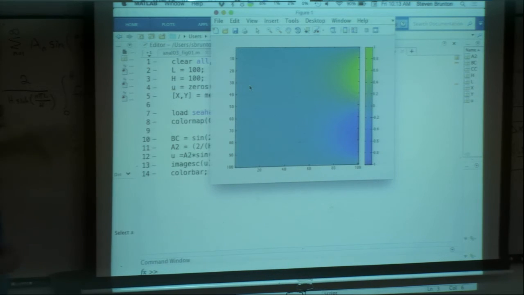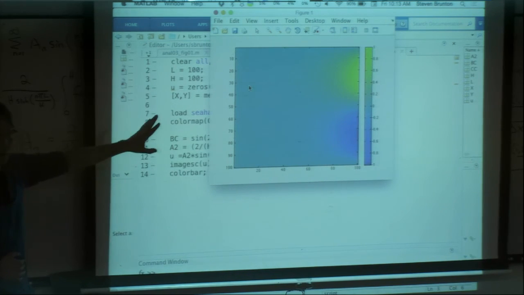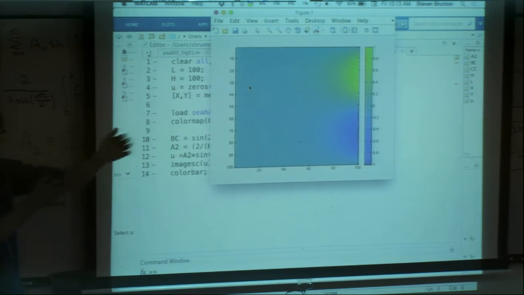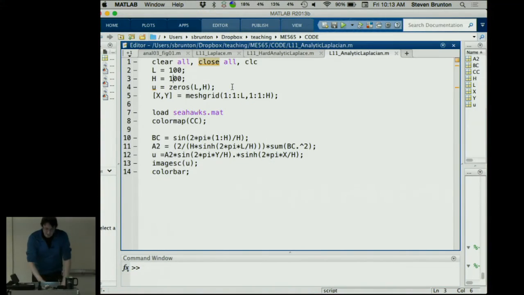In Matlab, all of these nasty integrals and functions are easy. They're just sums and sines and sinches. Does this make sense how we did this? Okay, I want you to look at this code if it doesn't. This is important stuff.